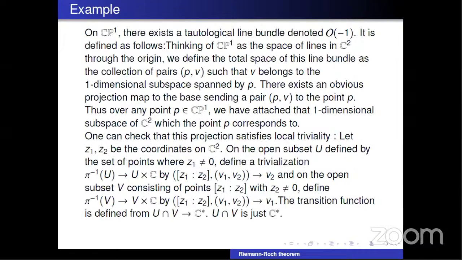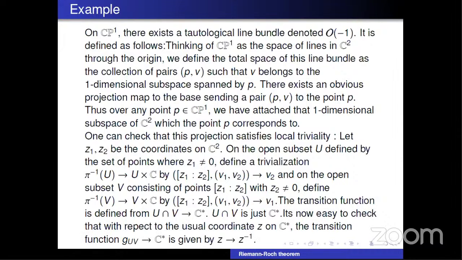The transition functions are defined on the intersection of U and V, mapping to C star. Now U intersection V is just C star, because both U and V are CP1 minus one point each, and the intersection of them is just C star. It is easy to check that, with respect to the usual coordinate z on C star, the transition function g_UV to C star is given by z goes to z inverse. So with respect to this choice of trivialization, the transition function on U intersection V, which is just C star, is given by z goes to z inverse. Therefore, this defines a holomorphic line bundle on CP1.